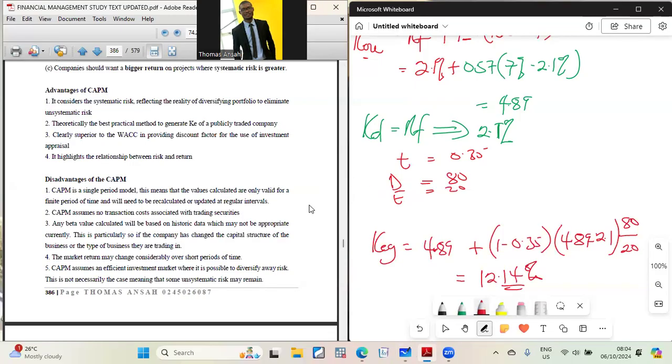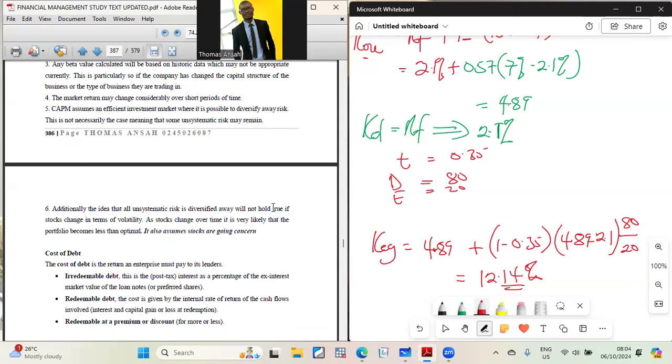All right. So it considers systematic risk. Theoretically, it is the best practice to generate KE, instead of the dividend growth model and all the other models, and it is superior to the WACC in providing a discount factor. It shows the relationship between risk and return. The CAPM formula has assumptions that things are risk-free, but there's nothing like risk-free. You remember that you're a Ghanaian. So you keep these things.